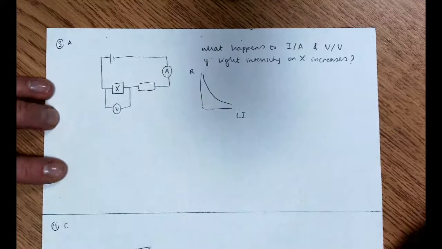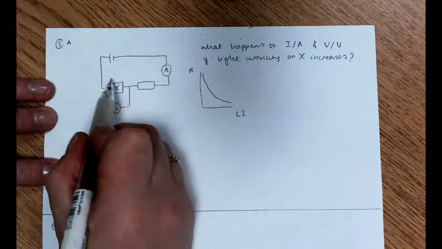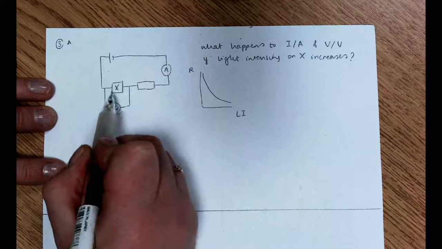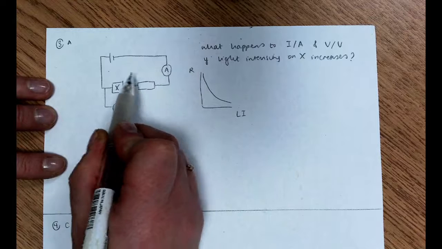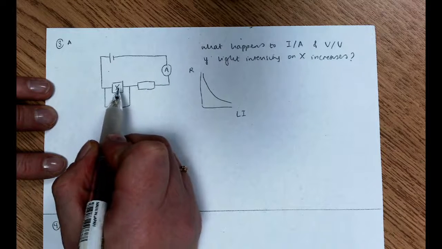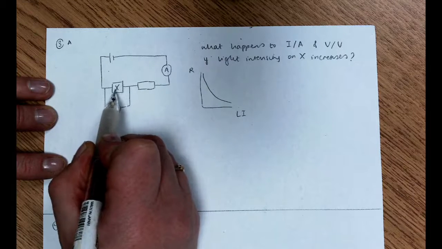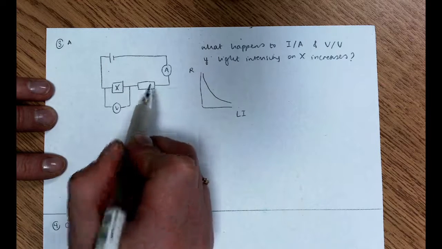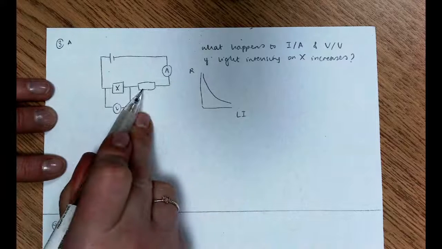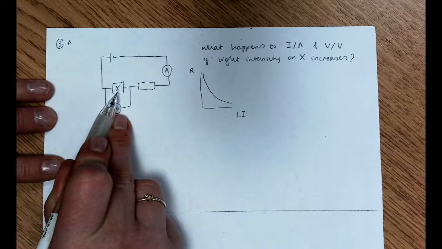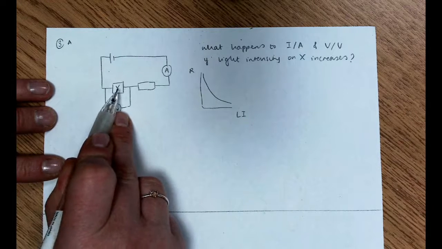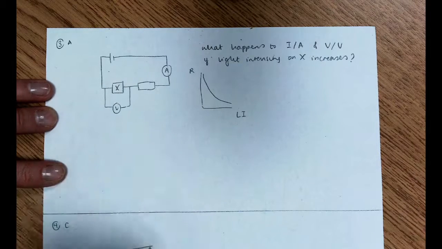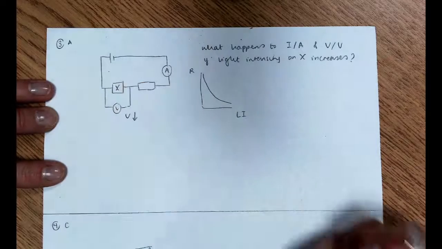Okay. If the resistance of this component gets smaller, the total resistance also gets smaller in the circuit, but it also means that the ratio share of X of the total resistance will also decrease. This is a fixed value. If this gets smaller, then this will take a smaller share of the total resistance. Okay, if it takes a smaller share, then the voltmeter reading will decrease.